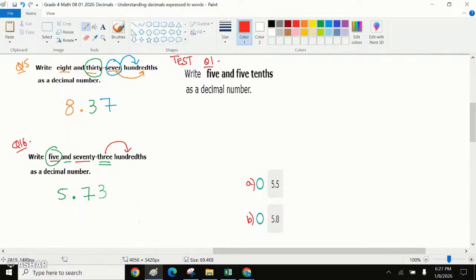Let's focus on the test. Write 5 and 5/10 as a decimal number. So which option should be correct for this? Option A or option B? Yes, that would be option number 1. Thank you.